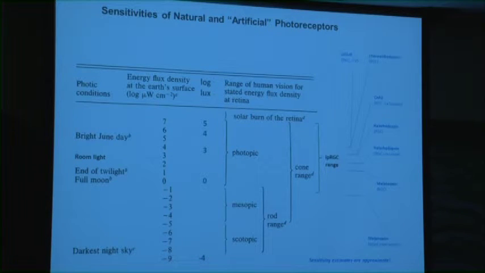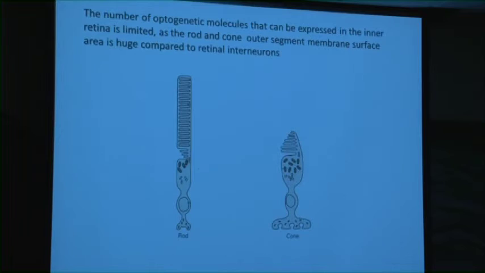And they don't adapt, because all of these are one-component systems in which the light sensor and the ion channel are the same. So they are relatively insensitive, and this range is only up in the high end of the photopic range.